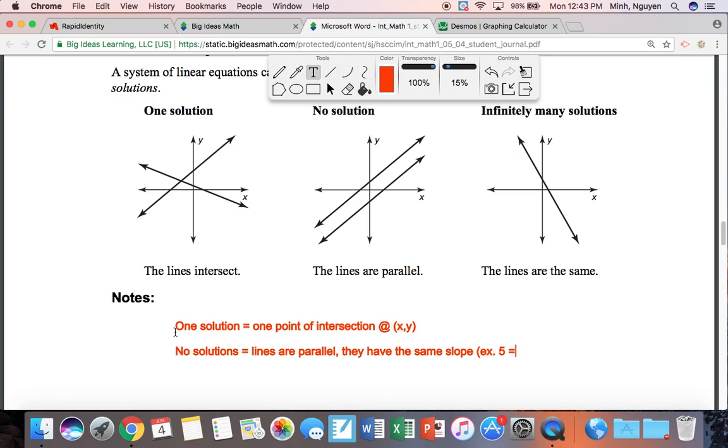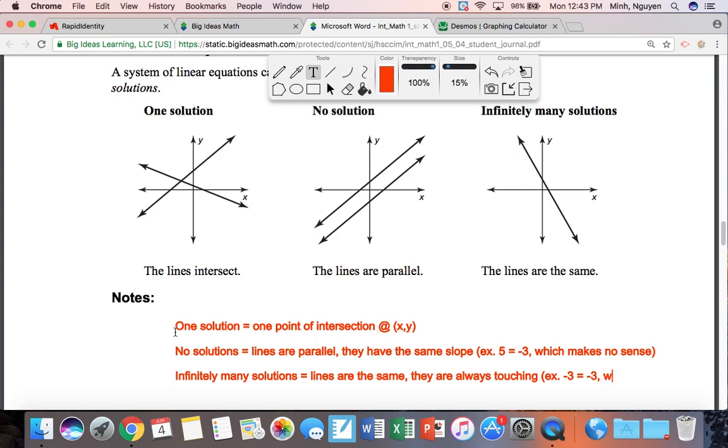Example, you might get something like 5 equals negative 3, which makes no sense. Infinitely many solutions. Lines are the same. They also have the same slope, but not only do they have the same slope, they also have the same y-intercept. Lines are the same. They are always touching. Example, negative 3 equals negative 3, which is always true. All right, guys. So those are your notes.